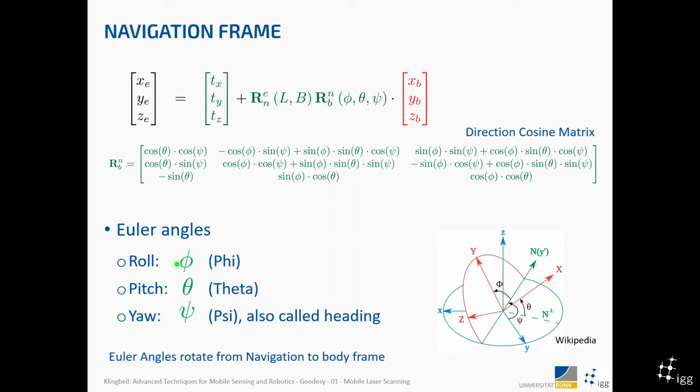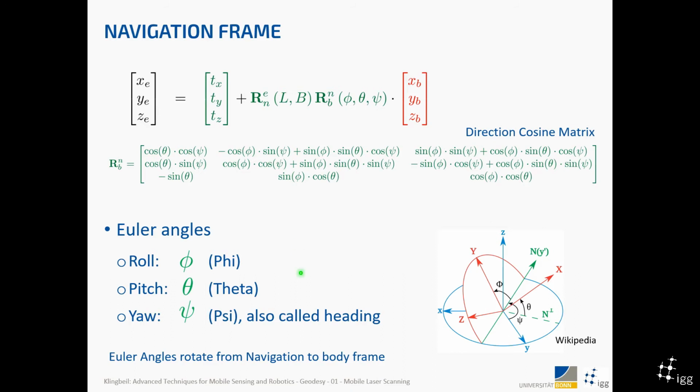So this phi is also called roll, this theta is called pitch, and this psi is called yaw, or sometimes also heading. Yeah? And the Euler angles rotate from navigation to body frame. So this is sometimes a bit confusing. If you just look for the angle, we will see in the next slide that it rotates from navigation to the body frame. But if we build the direction cosine matrix based on those Euler angles, as it is written here, then it's a rotation from the body to the navigation frame. This is sometimes confusing, but this is how it is, right?